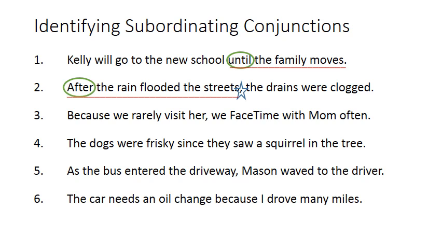Okay, number 3. Because is a subordinating conjunction. Because we rarely visit her is your dependent clause. And since we start with our dependent clause, there's a comma separating the dependent clause from the independent clause. Because we rarely visit her, pause, we FaceTime with mom often.